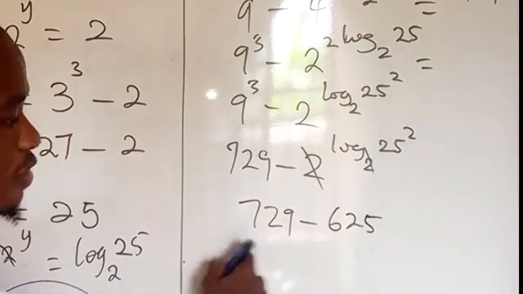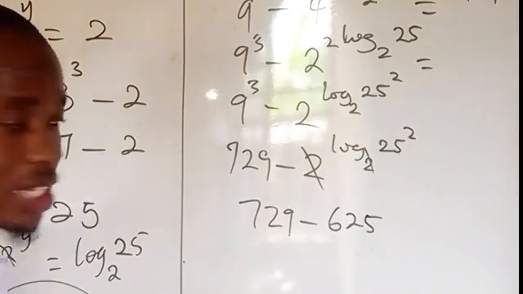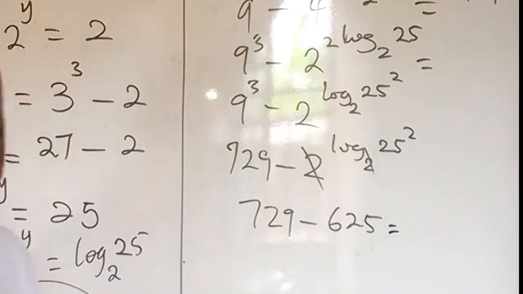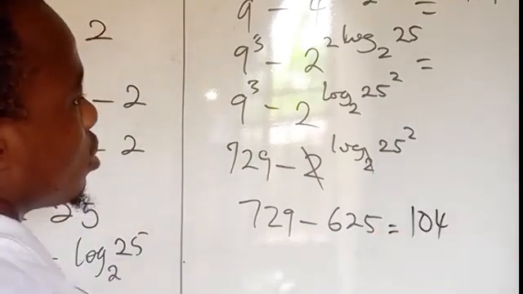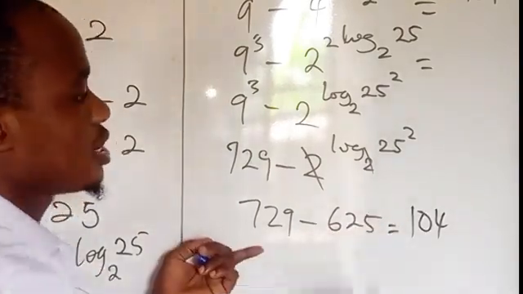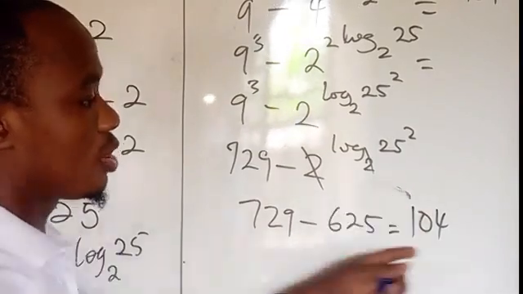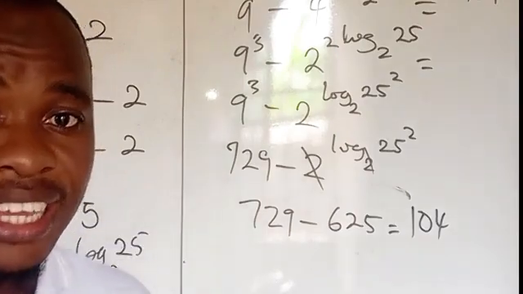Now remove 625 from 729. That will give us 104. Can you see that the left-hand side is actually equal to 104? And that's the end of the class.